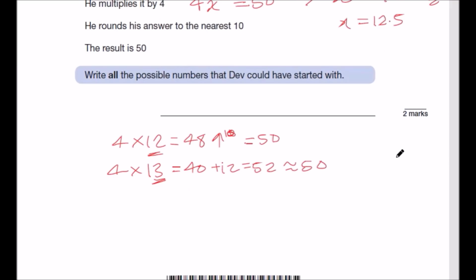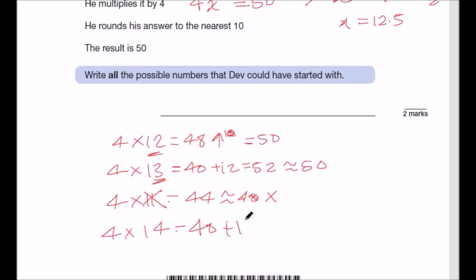So I'm just working around the decimal. So what if we tried out before 12? Let's try 4 times 11. Well, 4 times 11 is easy, it's 44. To the nearest 10, it becomes 40. So nope, it can't be this. How about 4 times 14 above? Well, 4 times 10 is 40. 4 times 4 is 16. Add them up, you get 56, and this rounds up to 60. So nope, this is also not good.